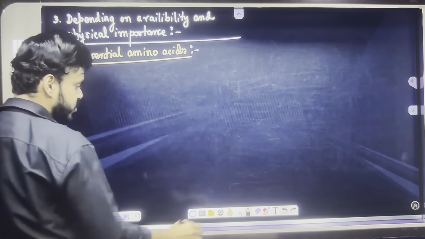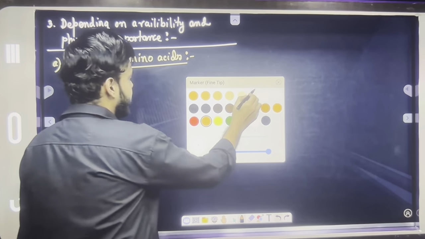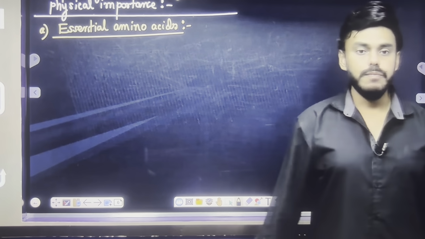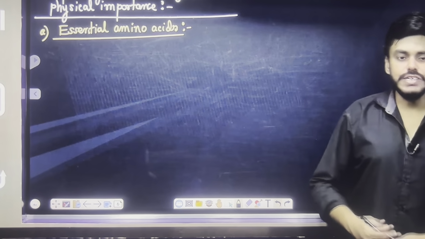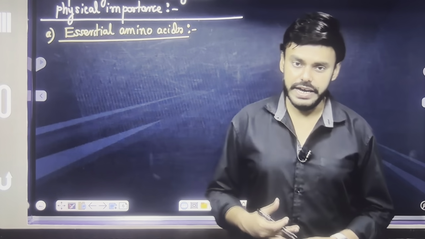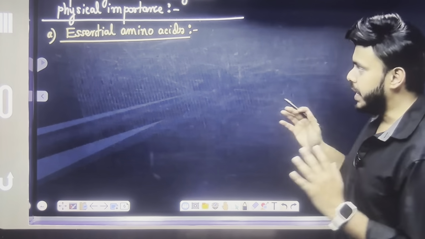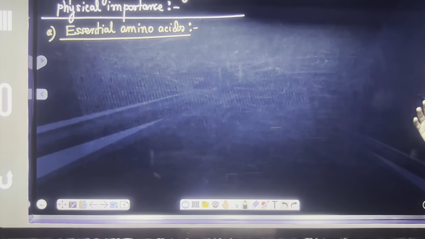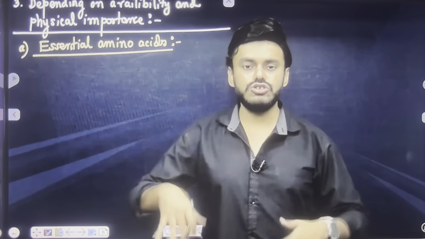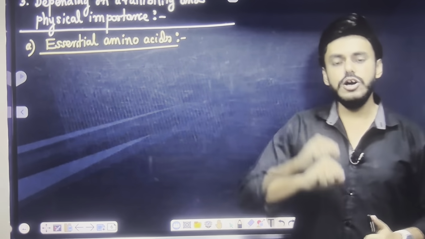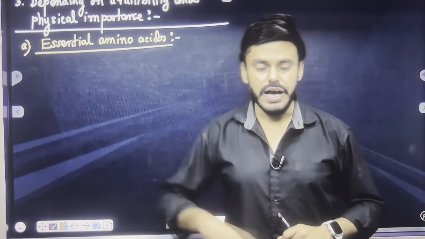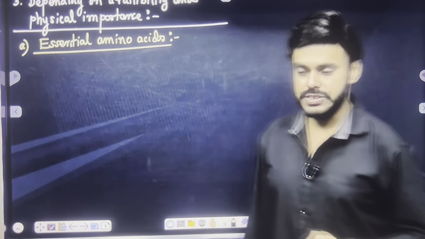What is this? First of all, this type of amino acid is extremely important for the growth and development of our body, but it is not automatically synthesized in the human body. They are only obtained through proper diet and food intake. So they are called the essential amino acids. And how many are there? They are 10 in number.